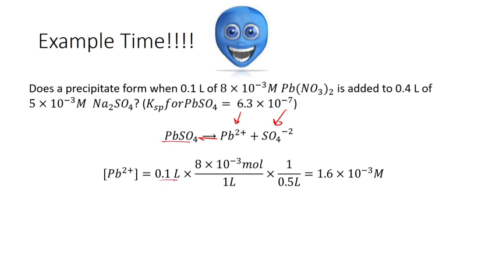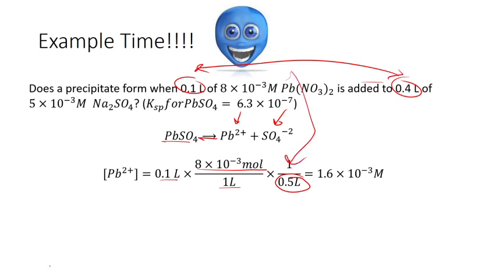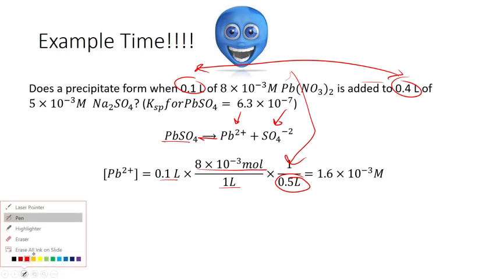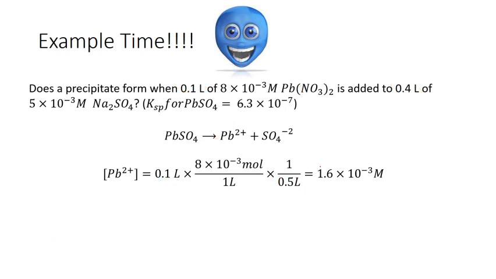We start with 0.1 liters at this molarity, 8 times 10 to the negative 3 moles per 1 liter. Our final volume of our solution, 0.1 plus 0.4, is going to be 0.5. That's the final volume of our solution to give us our final concentration of lead.